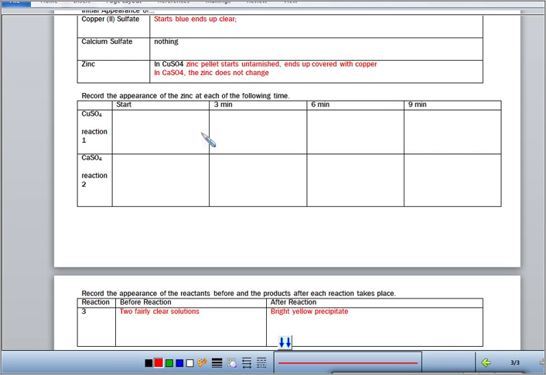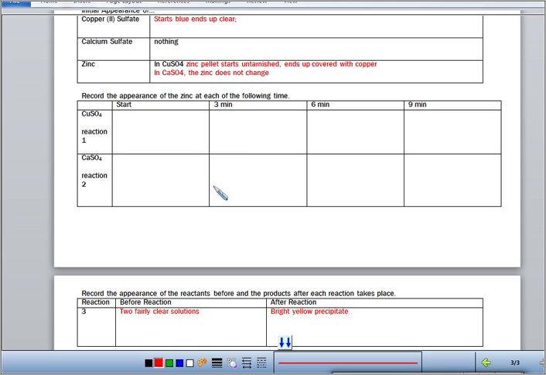Now as we move on down, it says what indications did we have, or what changes did we see in these reactions? Well, in the first reaction, where we dropped the zinc into the copper 2 sulfate, the copper 2 sulfate is the blue solution. And we dropped the zinc pellet in there. It looks like a little silverish or metallic looking button or pellet. We dropped that in there, and it takes a while for it to happen.